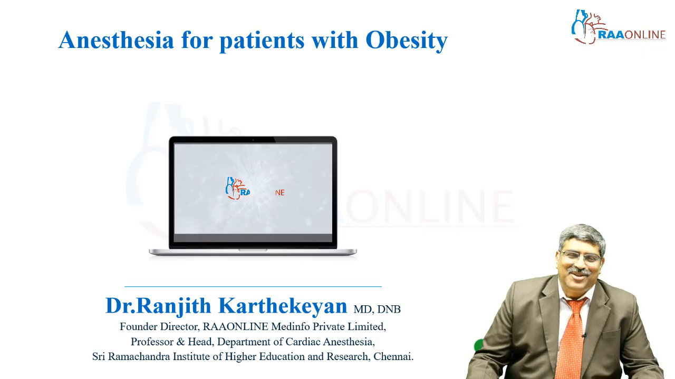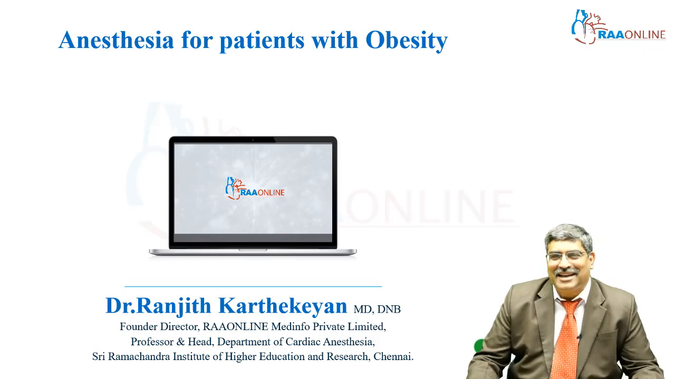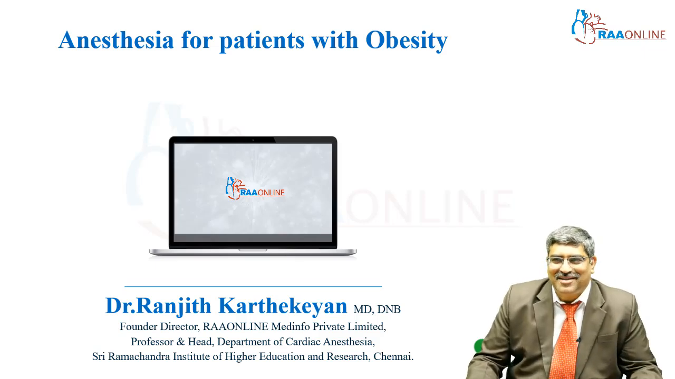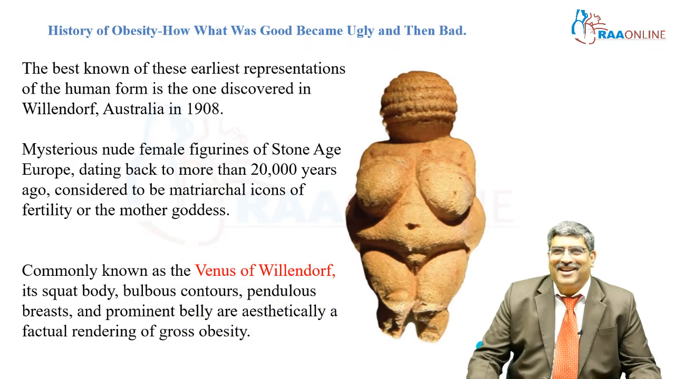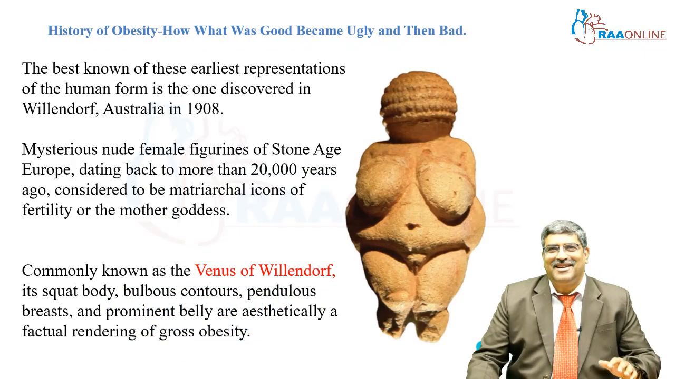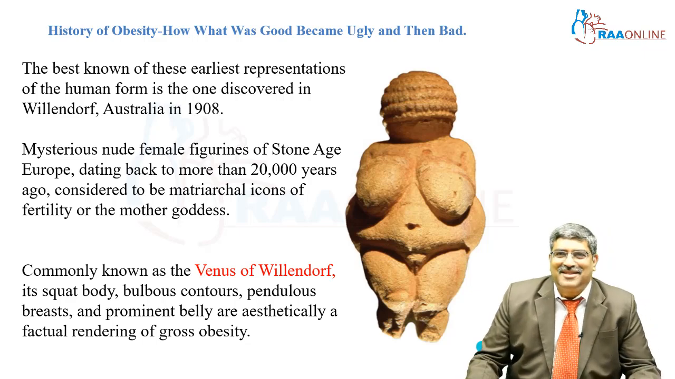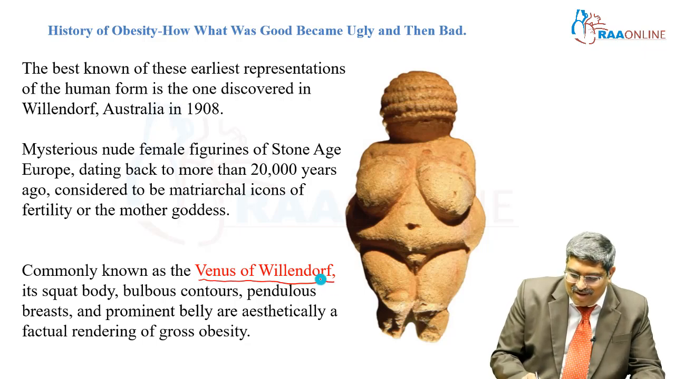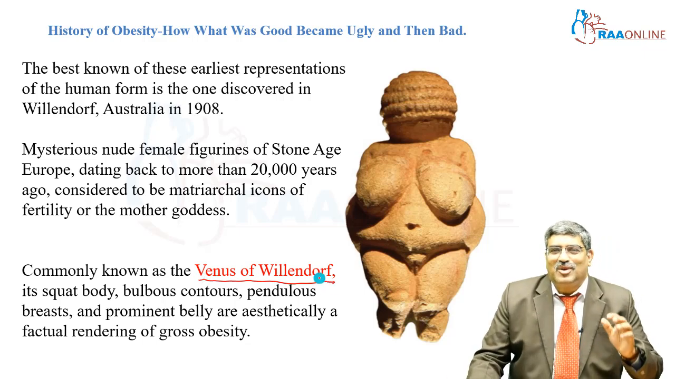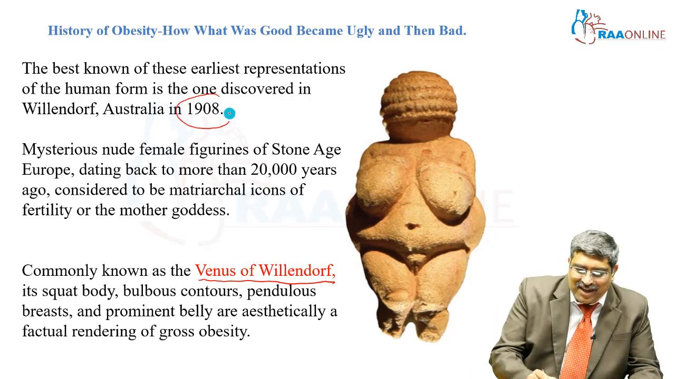Today we are going to deal with one interesting clinical disease which can have a lot of systemic manifestations that can be an anesthesiologist's nightmare. That is nothing but obesity. We all think that obesity is a disease of modernization. But here in this image you can see what is commonly known as the Venus of Willendorf. This was a statue which was found in Austria in 1908.